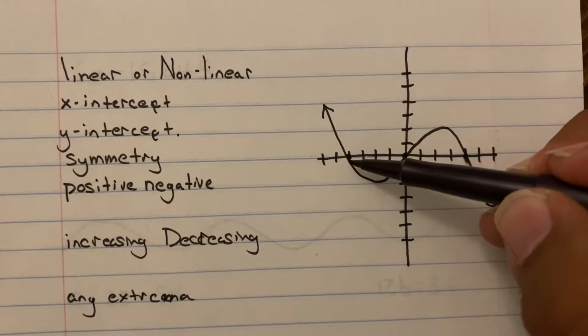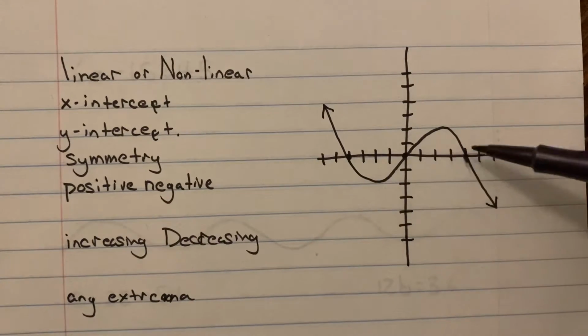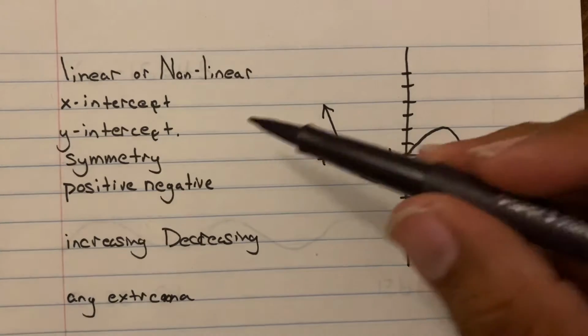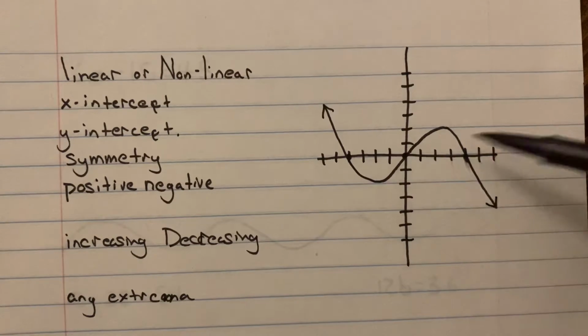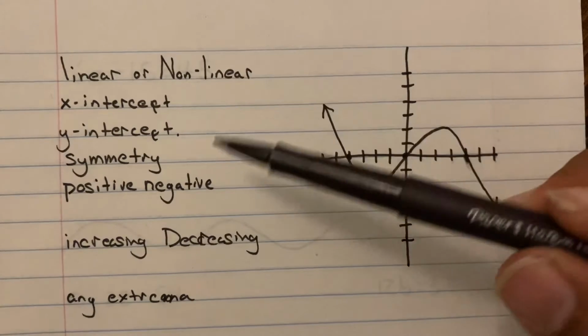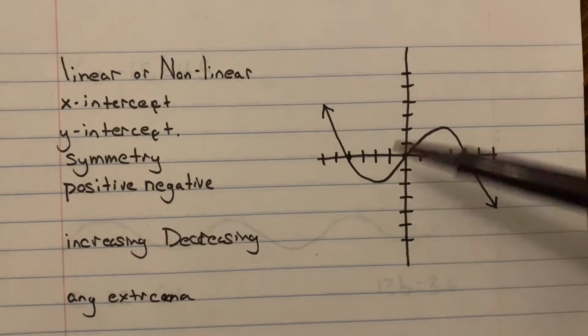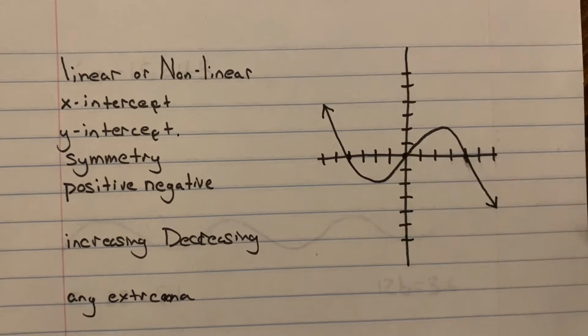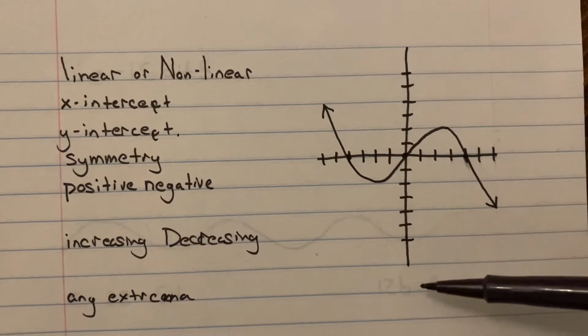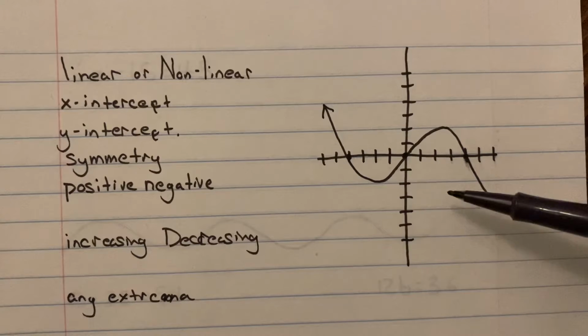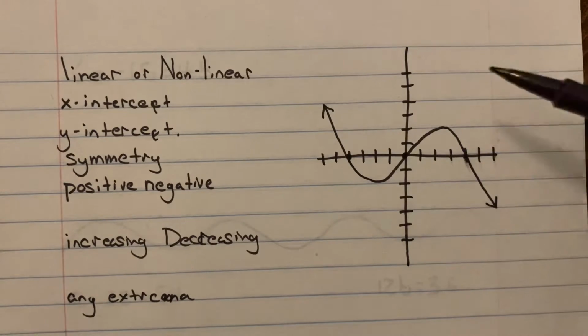The x-intercept is when the graph line intersects with the x line. So this would be an x-intercept, so would this, and so would this. So the answer for x-intercept here would be -4, 0, and 4. The y-intercept is where the graph line intercepts with the y line, which is here at 0. Symmetry means there's somewhere where I can cut this in half and it would be the same on both sides. This graph right here does not have symmetry.